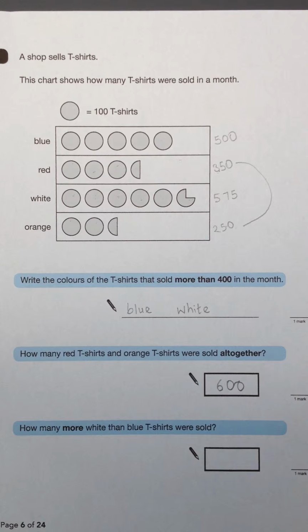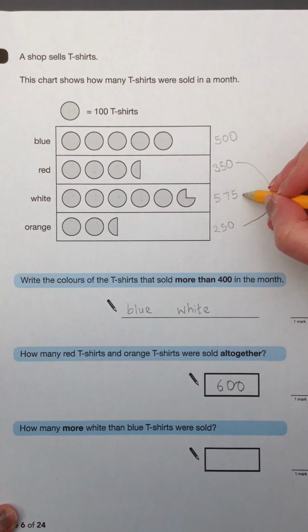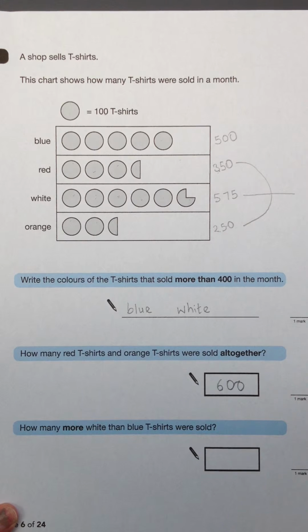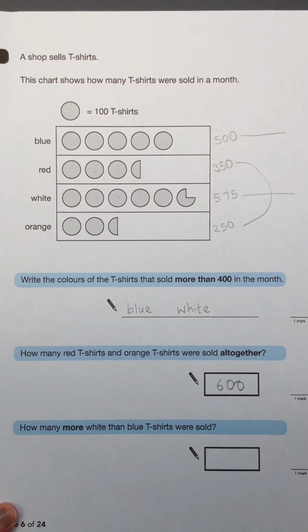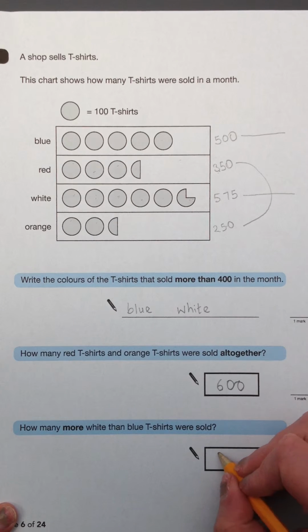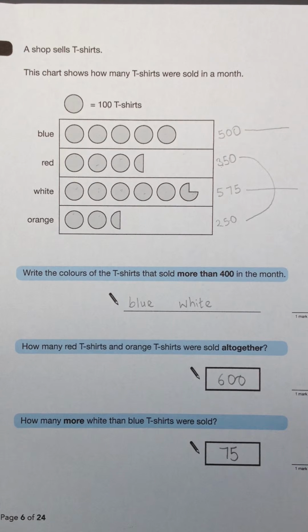How many more white than blue t-shirts were sold? Well, we know that 575 white t-shirts were sold and 500 blue t-shirts were sold. So that is 75 more white t-shirts.